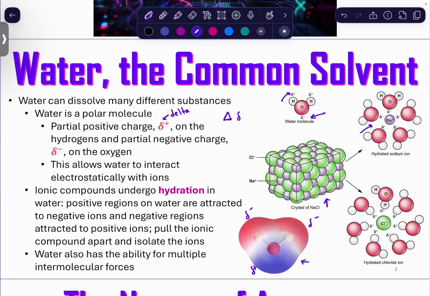The positive regions of water come in and start interacting with the chloride, the negative ions of sodium chloride, and pulling them away. Then those ions get wrapped in little shells of water so they can't interact with each other again. So your ionic compounds aren't just going to dissolve in water, their ions are going to be pulled apart.